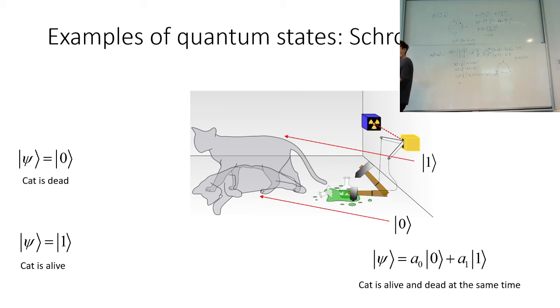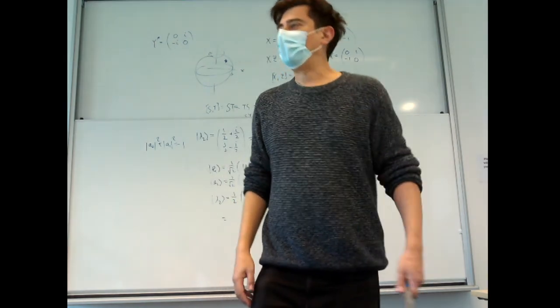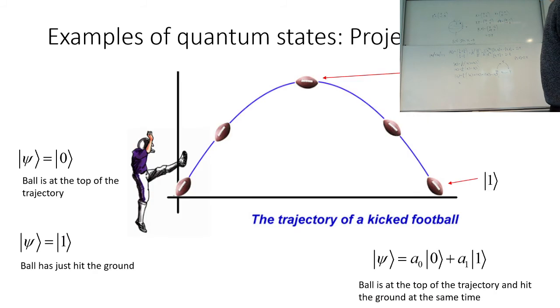When you open the box, then you measure that the cat's dead, then you would find it in that state with probability A0 squared. And if you found it was alive, it would be with probability A1 squared. It has to be one of those two, so it has to add up to 1.